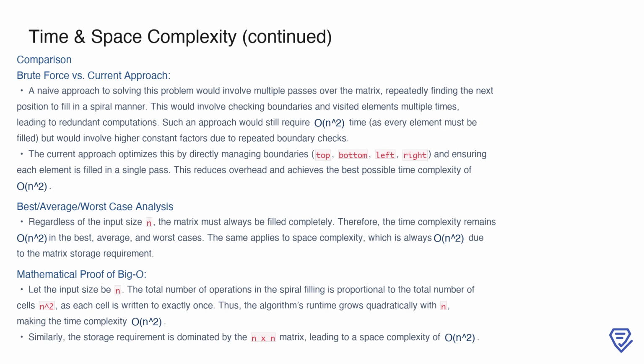In terms of best, average, and worst cases, the time complexity remains n², as every element must be filled regardless of input size. Similarly, the space complexity is consistently n², dominated by the matrix storage. To mathematically validate the big O, the total number of operations is proportional to n², as each of the n² cells is processed exactly once. The space requirement is also driven by the n×n matrix, confirming both time and space complexities as n².